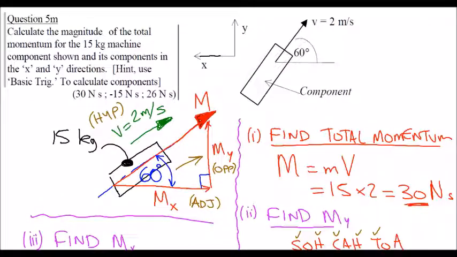So question 5 was trying to emphasize the fact that momentum is a vector quantity, so you have to account for its direction in your calculations.